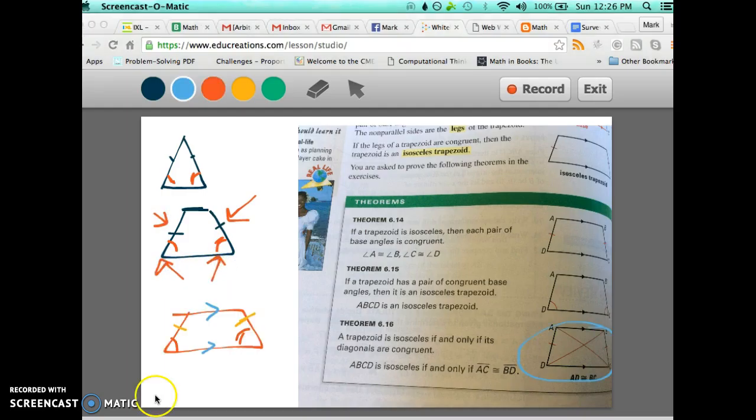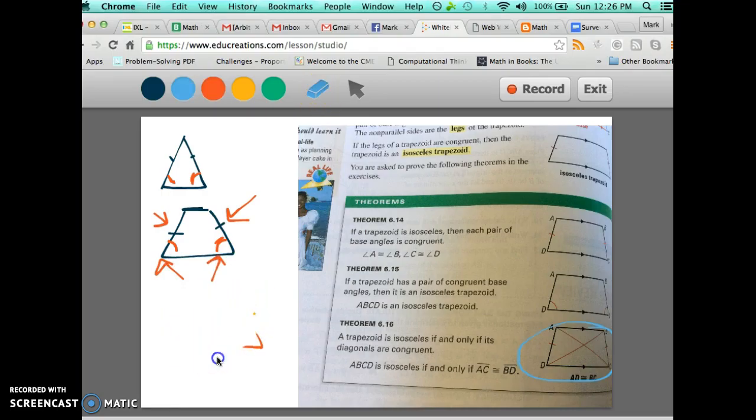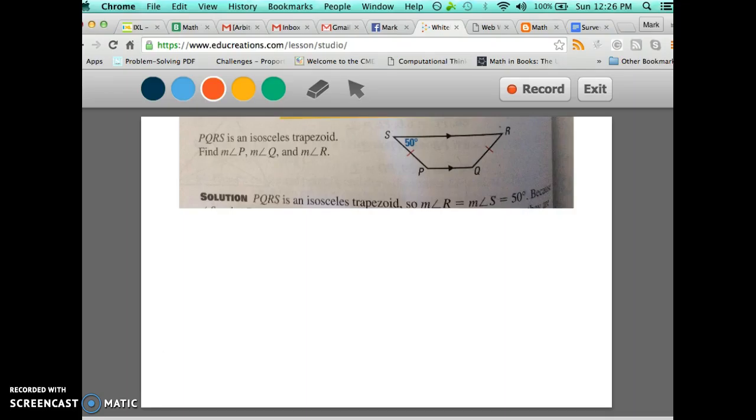Now the other theorem that you want to remember is this one on the bottom, which makes isosceles trapezoids like rectangles in that their diagonals are congruent. Isosceles trapezoids only.